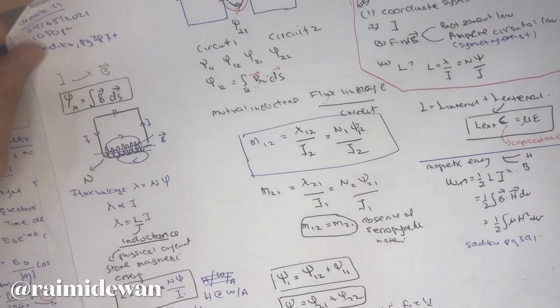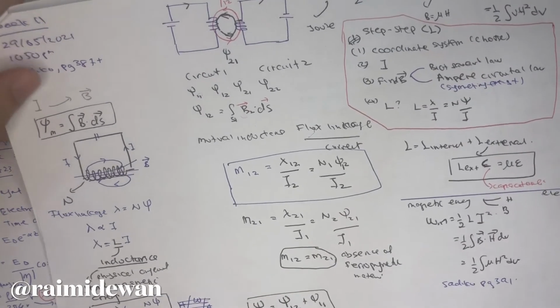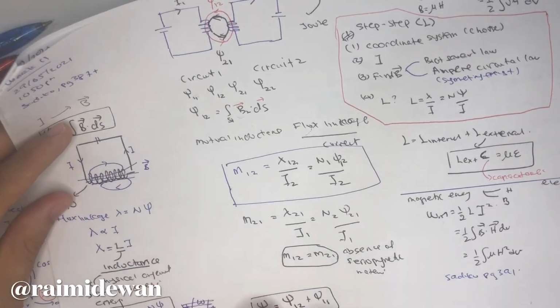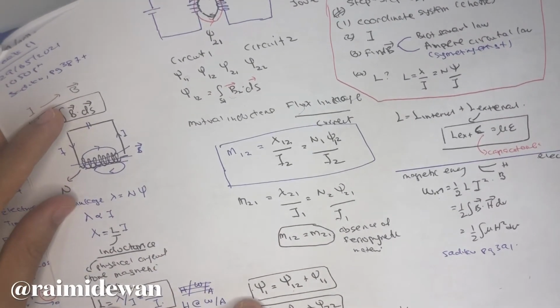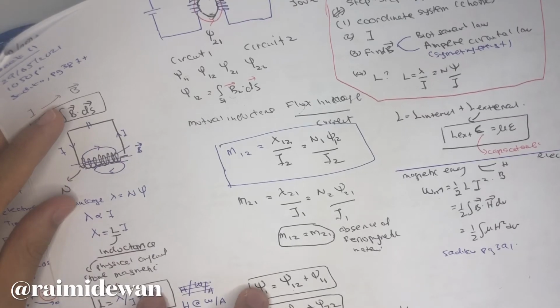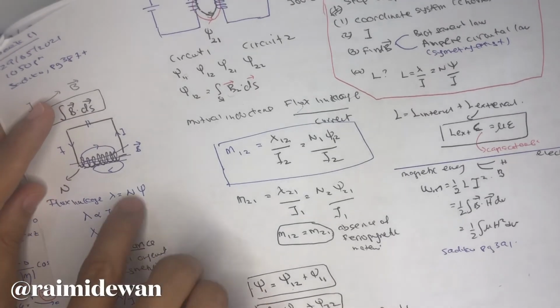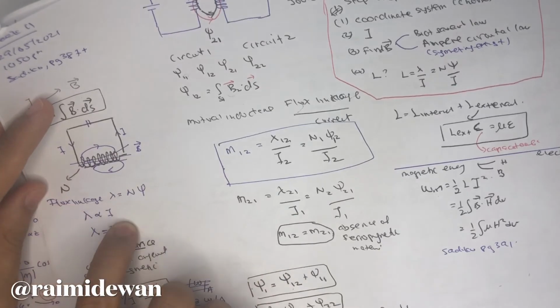You can see, for example, L equals lambda over I, N flux over I. But this is what is the flux linkage.